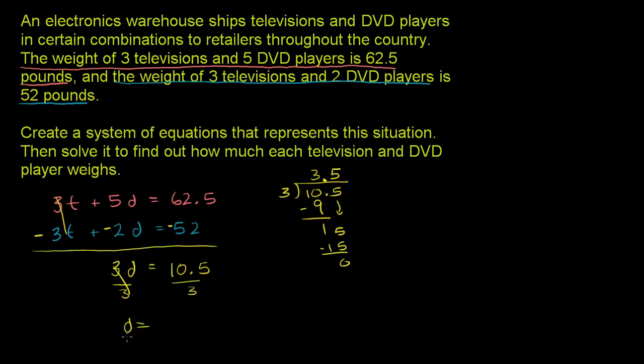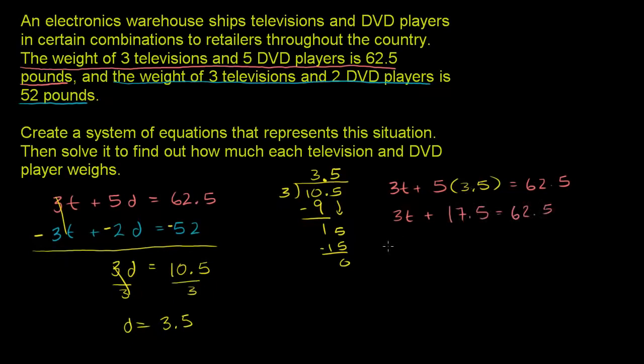So the weight of a DVD player, that's what D represents, is 3.5 pounds. Now we can substitute back into one of these equations up here to figure out the weight of a television. We can just use that top equation. So you get 3t plus 5 times the weight of a DVD player, which we just figured out is 3.5. Remember, we're just looking for values that satisfy both of these equations. So 5 times 3.5 needs to equal 62.5. So you get 3t plus, what is this going to be? This is going to be 15 plus 2.5, right? 5 times 0.5 is 2.5. 5 times 3 is 15. So it's 17.5, is equal to 62.5.